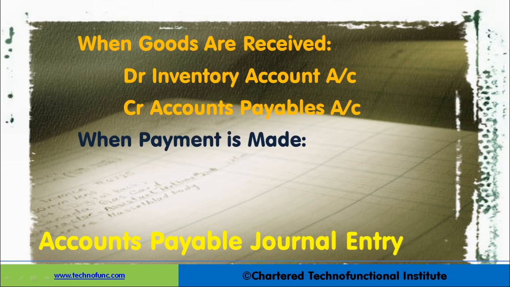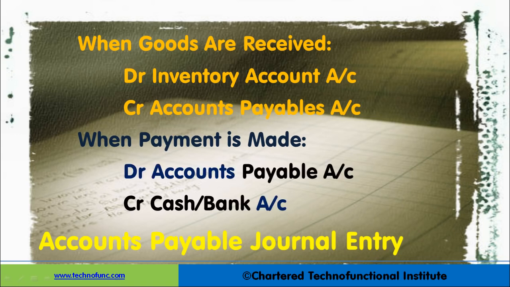Making payment to the supplier. Once the payment for the invoice is released, then funds get released from the bank or cash and the amount due to the supplier gets knocked off. For this part the accounting entry is debit accounts payable account, credit cash/bank account.